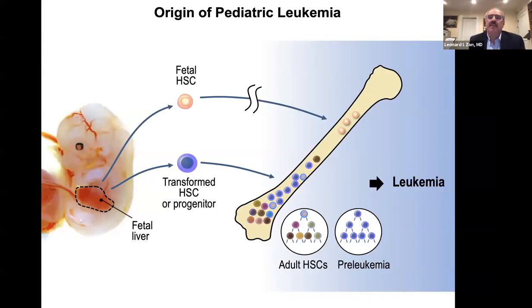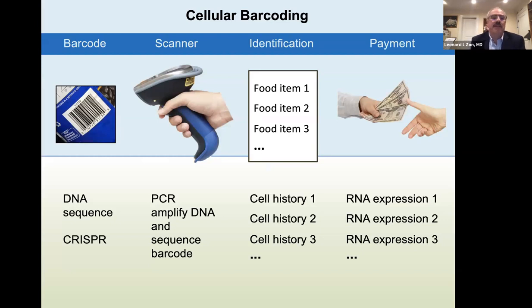Although this has been a popular theory, it's never actually been proven. And I believe that some of the technology that I'll talk about using cellular barcoding may actually be able to lead to an understanding of which cell started the pediatric leukemia and also when that occurred during development. And I think this cellular barcoding is very exciting as a new topic.